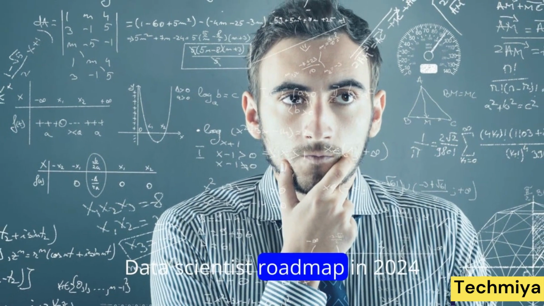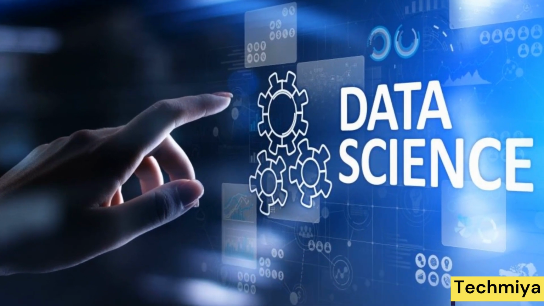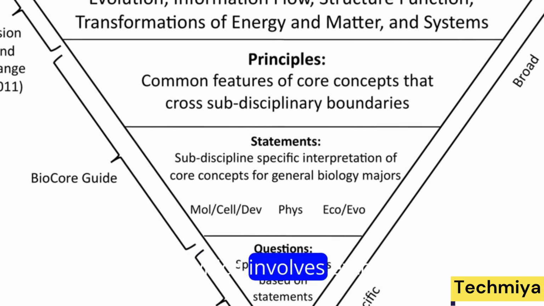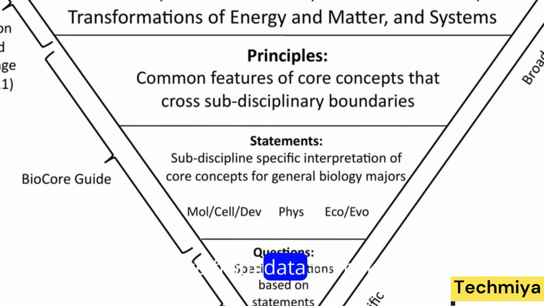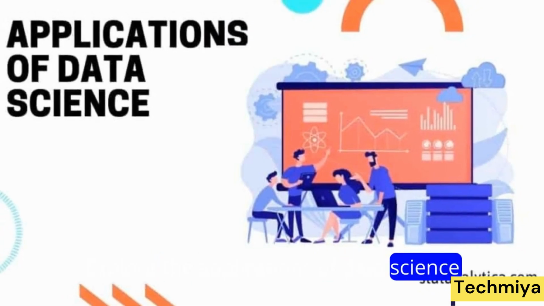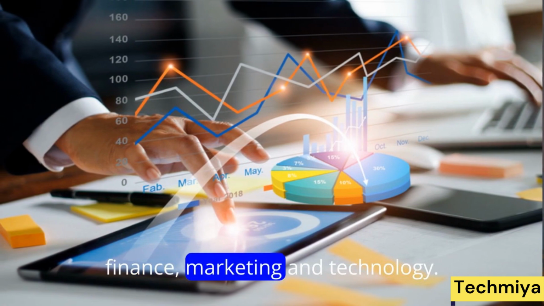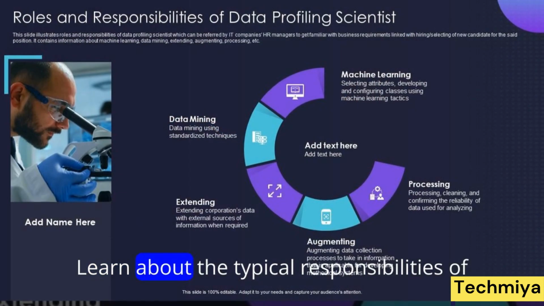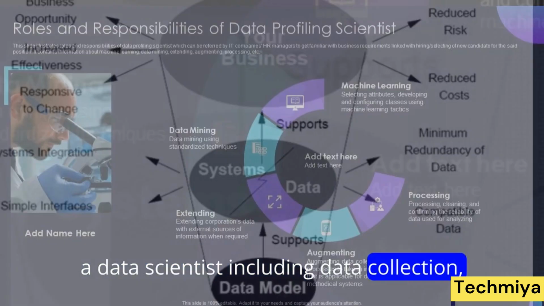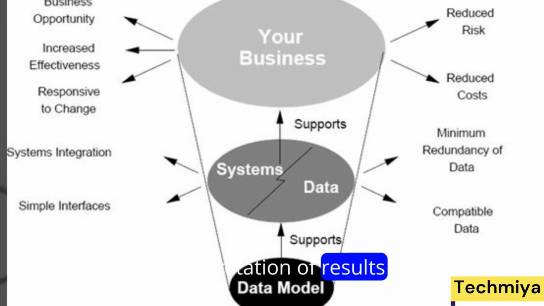Data Scientist Roadmap in 2024. 1. Introduction to Data Science. Begin by understanding the core concepts of data science, which involves extracting insights and knowledge from data to make informed decisions. Explore the applications of data science across various industries, such as healthcare, finance, marketing, and technology. Learn about the typical responsibilities of a data scientist, including data collection, pre-processing, analysis, modeling, and interpretation of results.